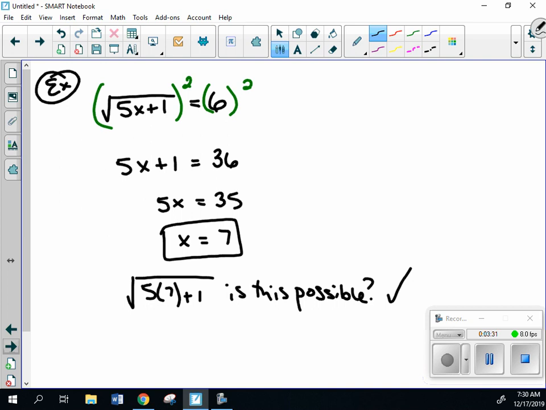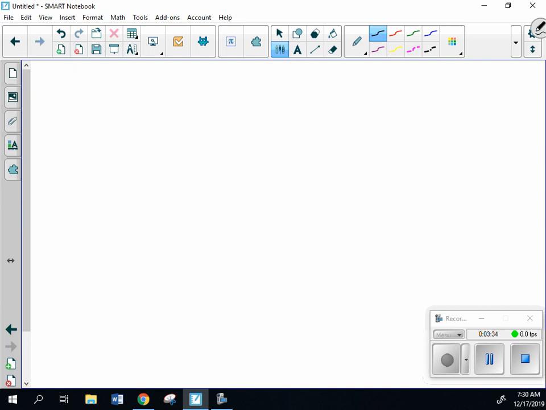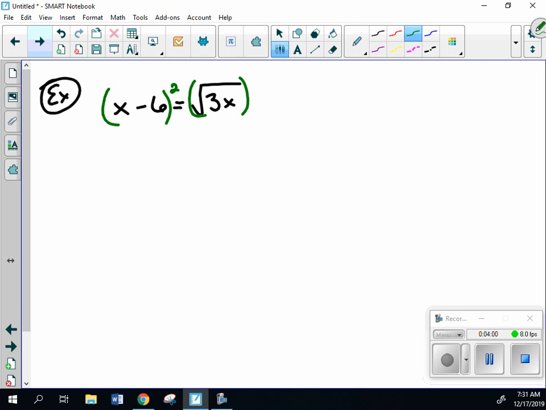Now, it gets a little bit more difficult when our equation has a little bit more depth to it. Let's have x minus 6 equals the square root of 3x. Isolate the radical on one side. Check. Square both sides. Now, this is where it gets a little bit more tricky.